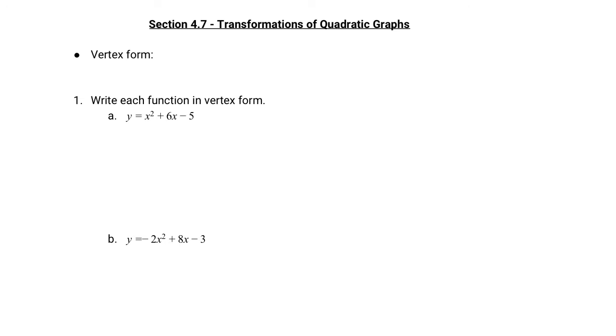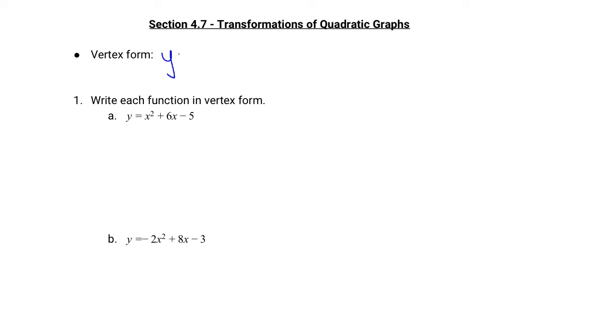Today, we're going to talk about transformations of quadratic graphs primarily using vertex form. We're going to have to reach back into our prior chapter 4 knowledge and use completing the square to do this. First and foremost, you need to know what vertex form looks like. It looks a little something just like this.